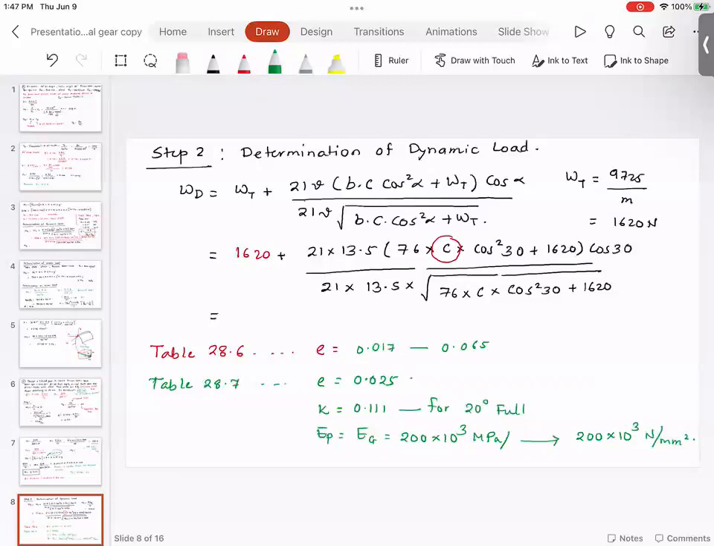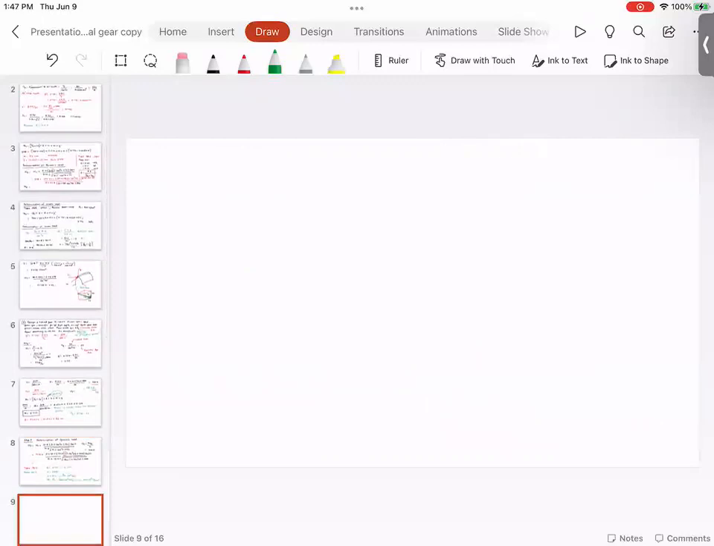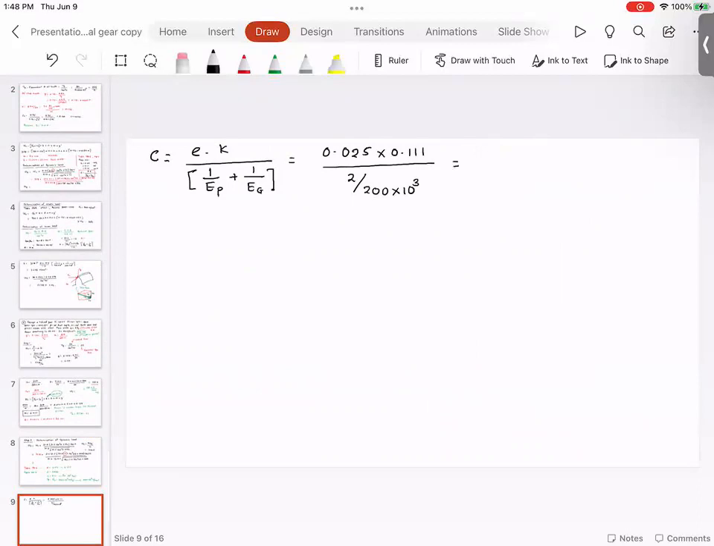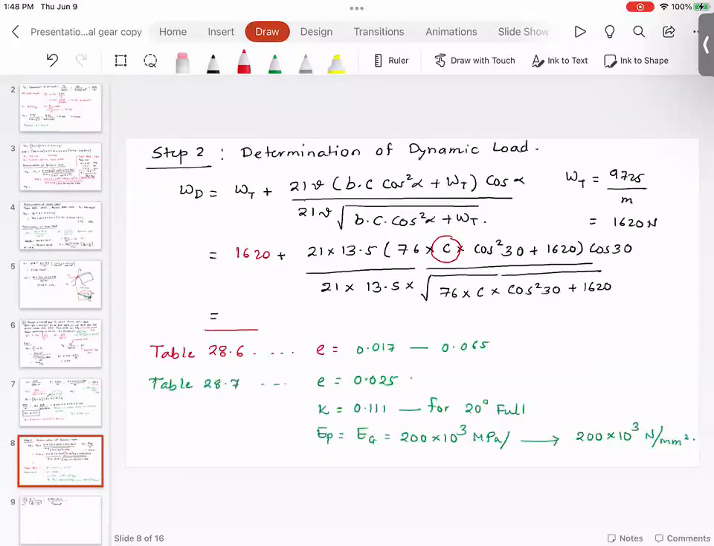So you'll take all this and use the equation for C: E K, 1 divided by EP plus 1 divided by EG, 0.025, 0.111. So 2 divided by 200 times 10 to the power 3, and the value of C we'll get from here. Substitute this value of C in this equation. If you look at the equation that you have in the back, substitute that value of C in this equation, and that will give you the value of WD. So WD needs to be found out.